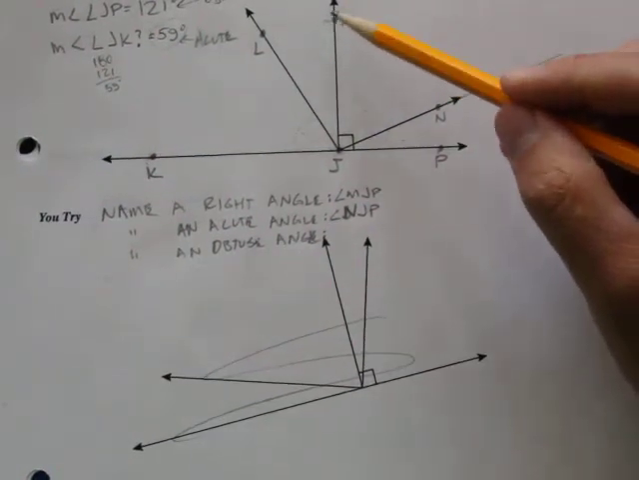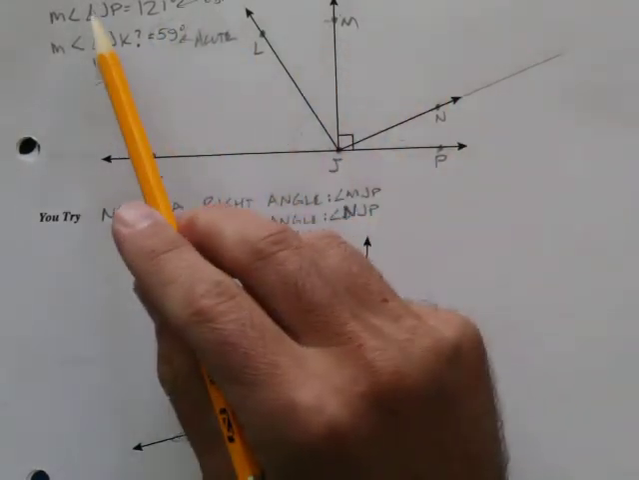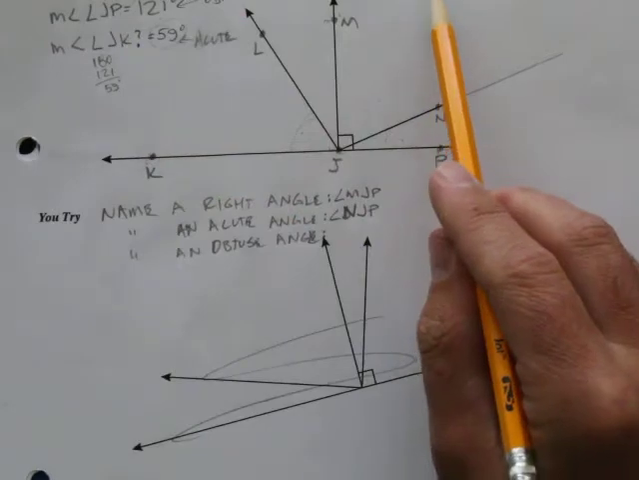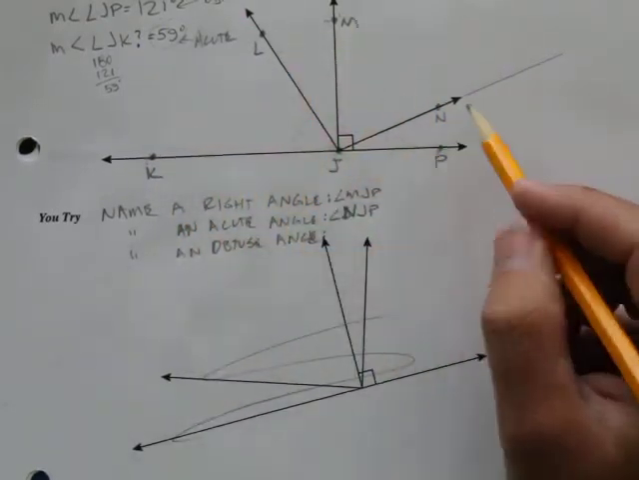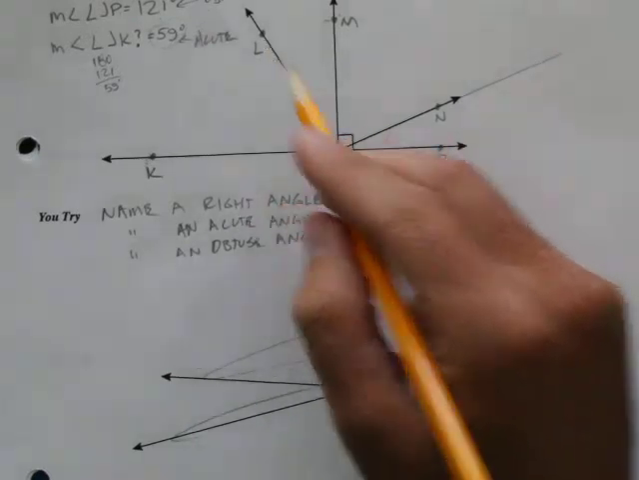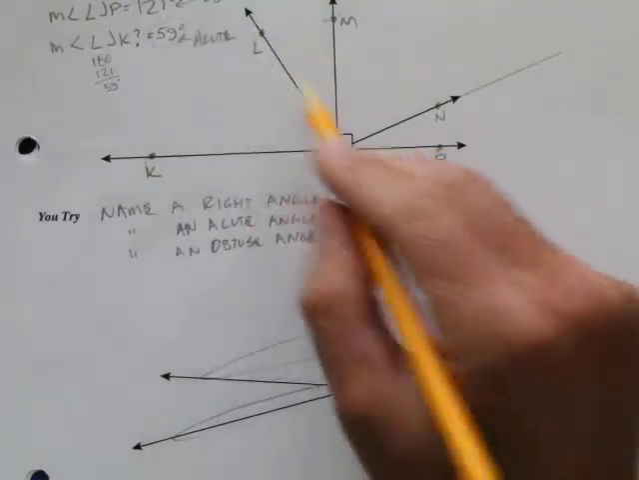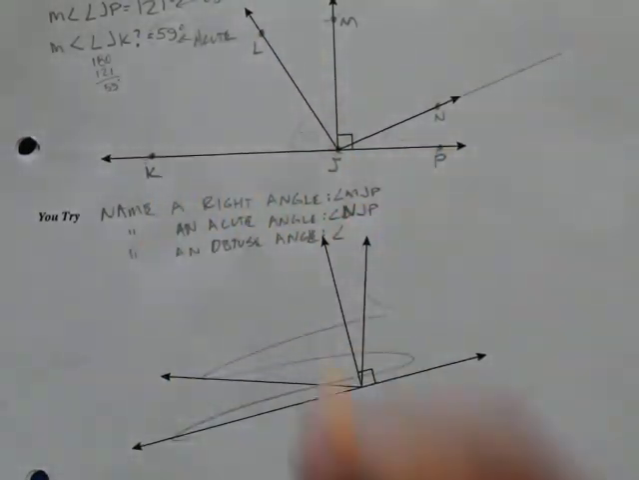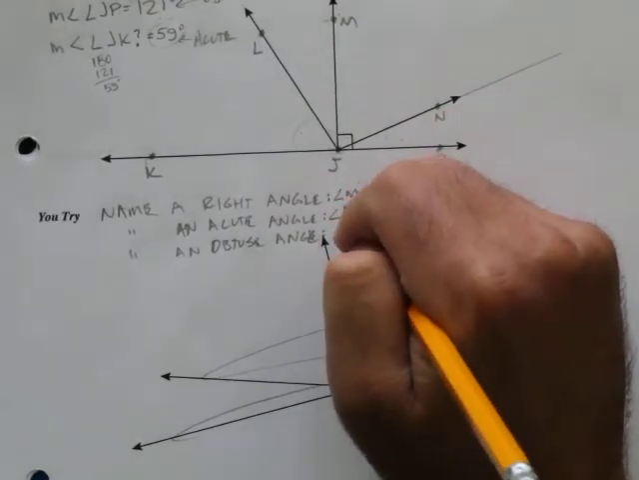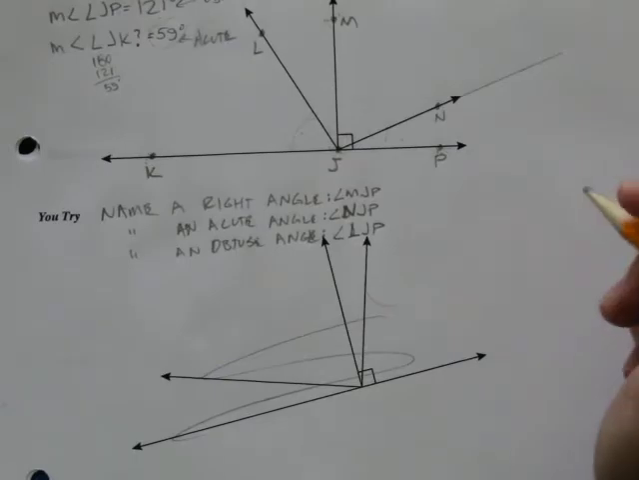Now we talked about these two obtuse angles, LJP and KJN, and those are the only obtuse angles that there are in this graph here. So LJP and KJN. So angle, I'm going to say angle LJP. Good. All right, we are almost done.